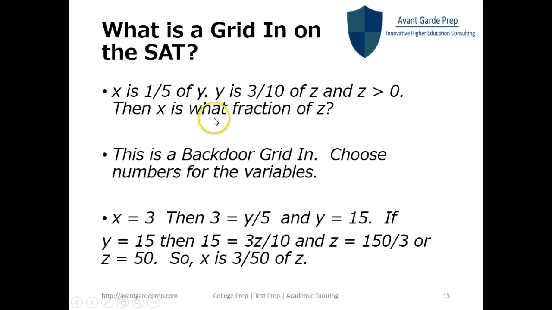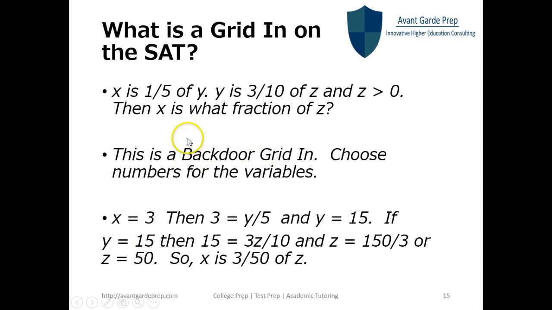Our first example for grid-in. X is 1/5 of y, and y is 3/10 of z, and z is greater than 0. Then x is what fraction of z? Okay, so immediately, if you wanted to attempt this with the math you've been taught in class, you'd have to know how to relate x to z without any y's in it, and that can be difficult. You might actually sit there for a second and think, I don't even know how to begin this one. But when we identify that this is an equation with variables in it, we know to create our own numbers. So this is a backdoor.